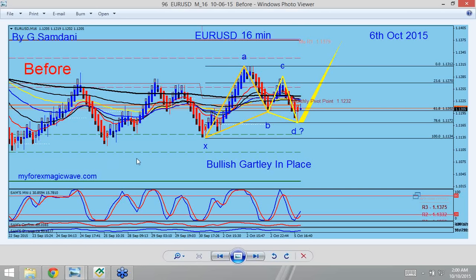Okay, so I just want to show a couple of trades and the system that I'm using. So if you like it and if you want to join, you can join.